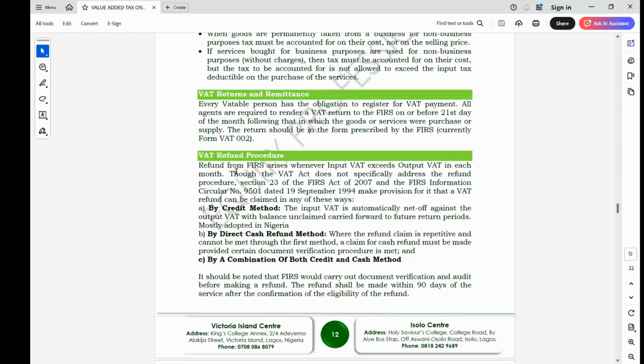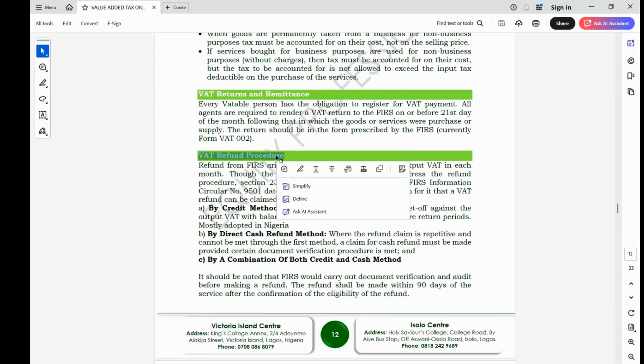Then we may also have VAT refund instead of payment. The refund is when your input VAT is more than your output VAT in a month. When what you suffer in the form of VAT in a month is more than what you collect in the form of VAT, that is what is VAT refund.